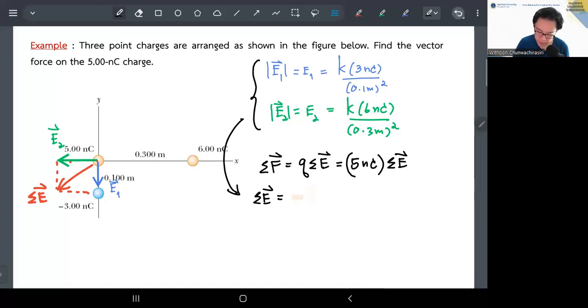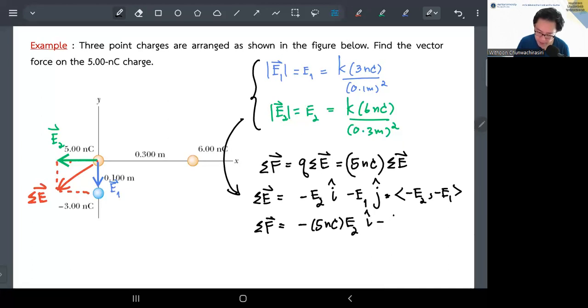Okay, let me just write it as E2 I, and the blue pointing down J, right? Or if you want a bracket type, it's a negative E2, negative E1. There you go. And then the force will be just exactly that: 5 nanocoulomb times E2 I minus 5 nanocoulomb times E1 J. And you are done.